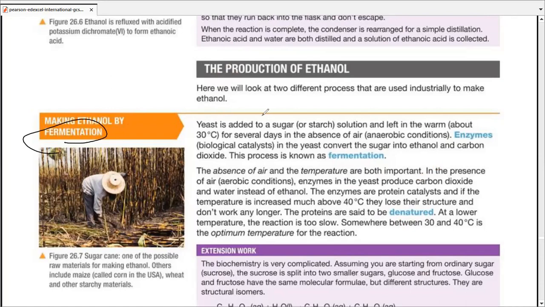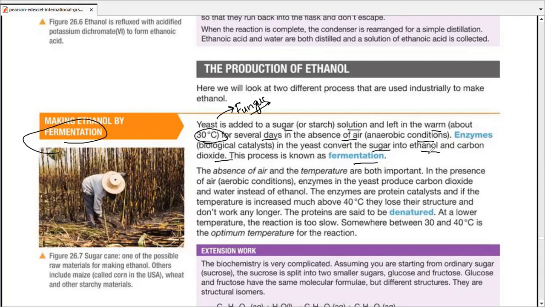First, we're going to start with fermentation. Yeast, which is actually a fungus, a specific type of microorganism, is added to sugar or starch solution and left in warm about 30 degrees centigrade for several days in the absence of air, anaerobic conditions, so that the yeast or the enzyme can convert the sugar into ethanol and carbon dioxide. This process is known as fermentation.